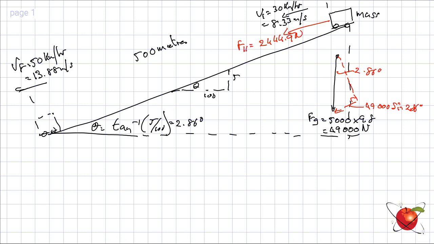Then they have said to us, therefore this other one over here is the F normal. Sorry, F normal, it's not really. It's going to be mg cos. I'm just going to put my F normal up there if you don't mind. So that is going to be 49,000 cos 2.86. So F perpendicular is 49,000 cos 2.86 degrees, and that comes out to be 48,939. So F normal is going to be 48,939.